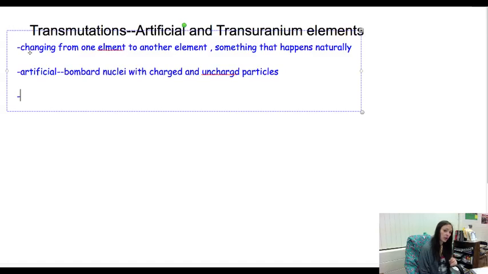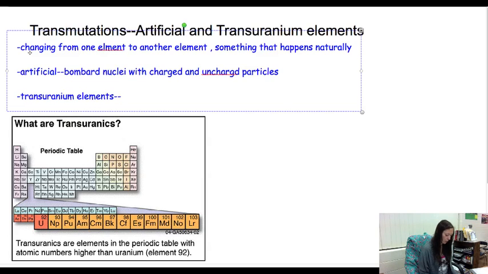And the last kind of term here is what we call transuranium elements. These are elements that have more than 92 protons, meaning it's uranium and the rest of the table. We call those transuranium elements.